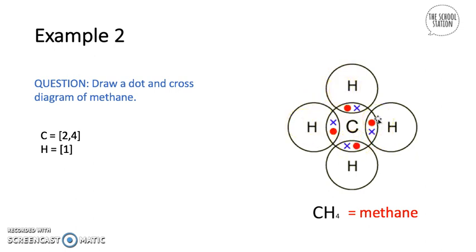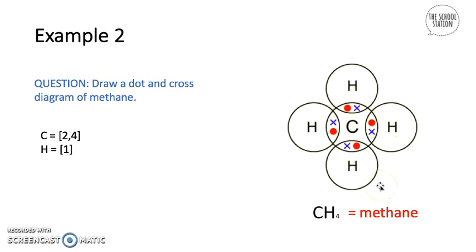So carbon gives 1 electron to each hydrogen atom, and each hydrogen gives 1 of its electrons to carbon. When you do this, you'll realize that you have made a covalent bond and all the atoms are stable. If you count, carbon has 1, 2, 3, 4, 5, 6, 7, 8, which is a full outer shell. This hydrogen has 1, 2, so it has 2 electrons, which makes it stable. This hydrogen also has 2 electrons, this hydrogen has 2 electrons, and this hydrogen has 2 electrons. Therefore, all of these are stable, and CH4, methane, becomes a fully stable covalent structure.